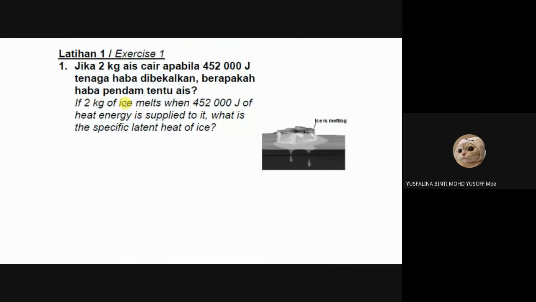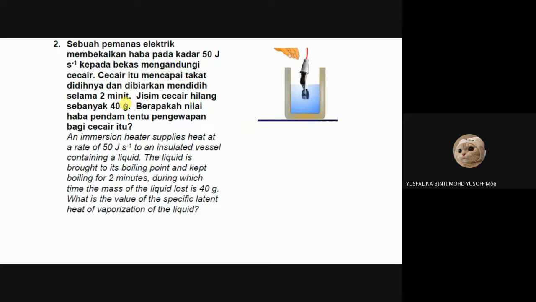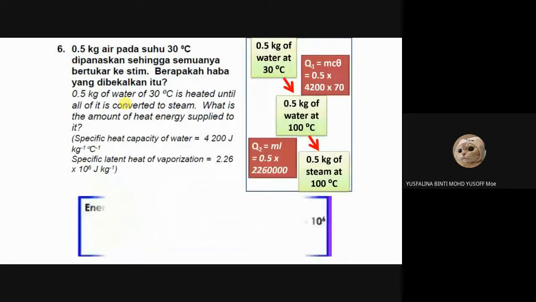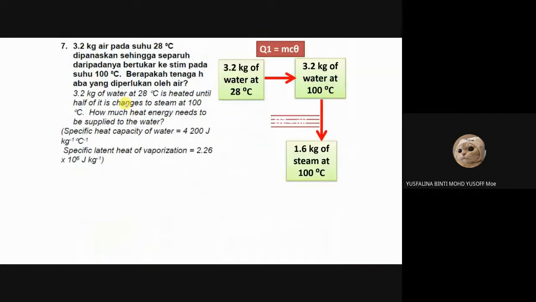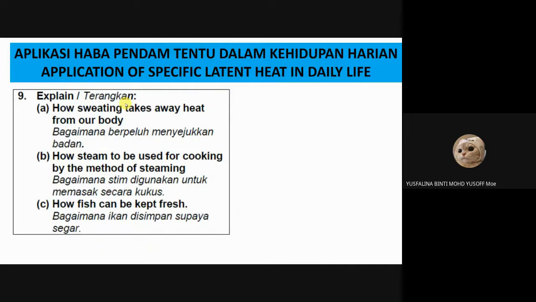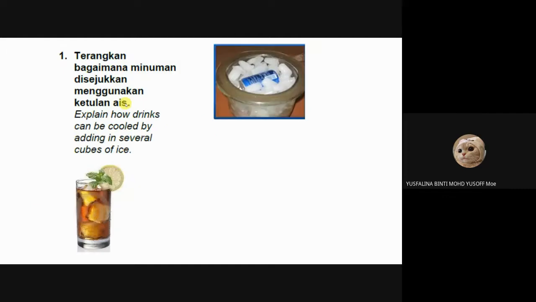Exercise 1. Before we do the exercise here, I just want to see the application, and after that we go back to the exercise. Wait for a moment. So, the application of specific latent heat in daily life. First, you have to explain how sweating can take away heat from our body, how steam is used for cooking by steaming, and also how fish can be kept fresh.